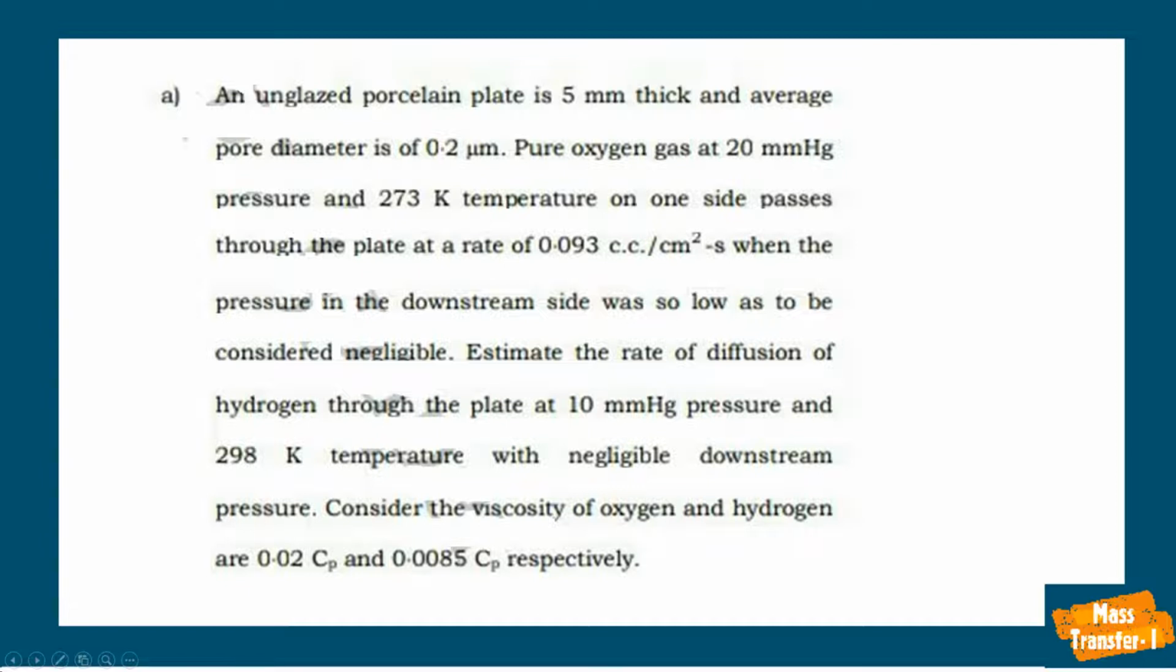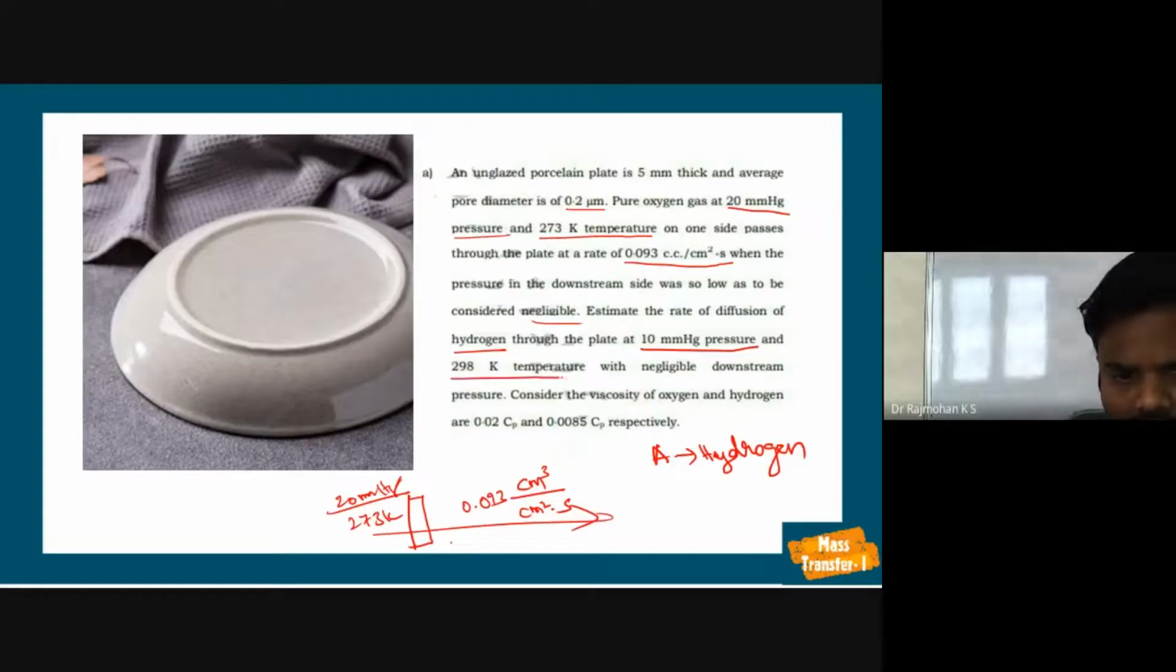So the pressure on this side is 20 mm mercury, and this side is negligible. Partial pressure is 0 here, and 20 mm mercury on the other side. Estimate the rate of diffusion of hydrogen, so here molecule A is hydrogen, through a plate at 10 mm mercury pressure and 298 Kelvin. This is the second case. The first case is the oxygen problem.